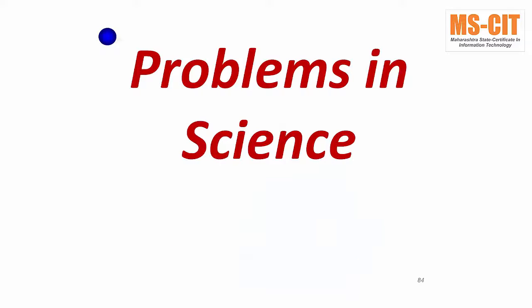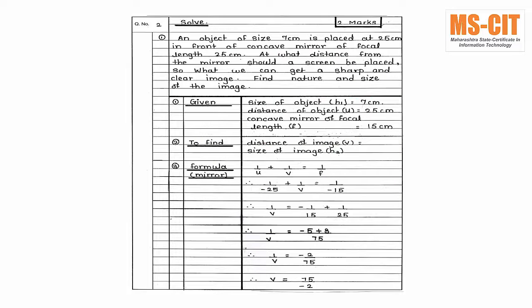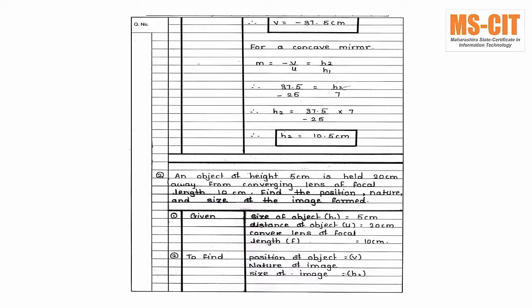In case of science problems or numericals, when you solve any numerical, you must prepare or draw 2 separate columns. In the first column, only those words will be there: given, to find, formula, solution and final answer. In this way, you will solve it.